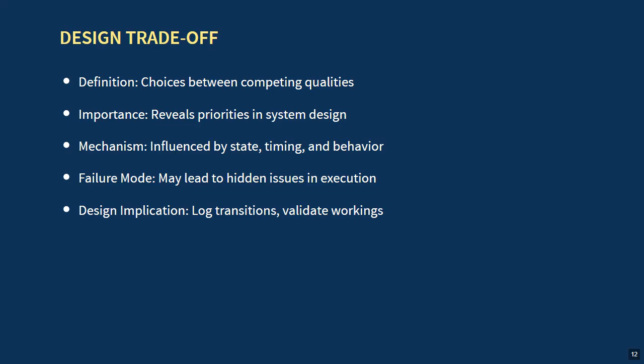In system design, we often encounter trade-offs, which are deliberate choices made between competing qualities like simplicity, safety, or throughput. Recognizing these trade-offs helps in prioritizing what matters most in our designs. The mechanisms that impact these trade-offs emerge from our states, timing, and behaviors. If not carefully managed, they can lead to hidden issues during execution. Consequently, we must log our transitions and validate our system's functionality.